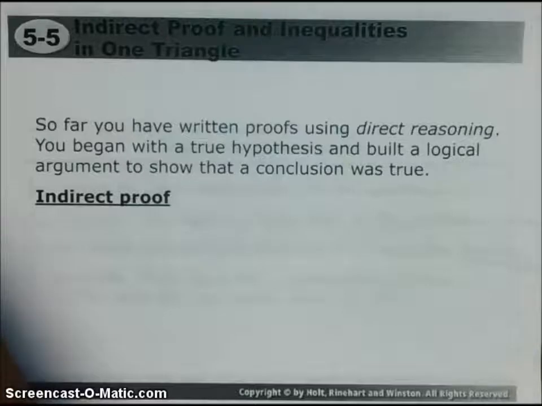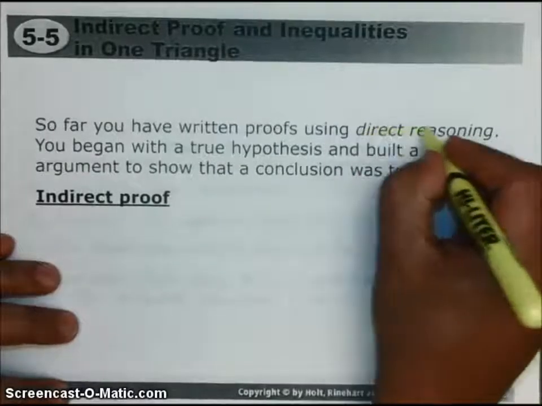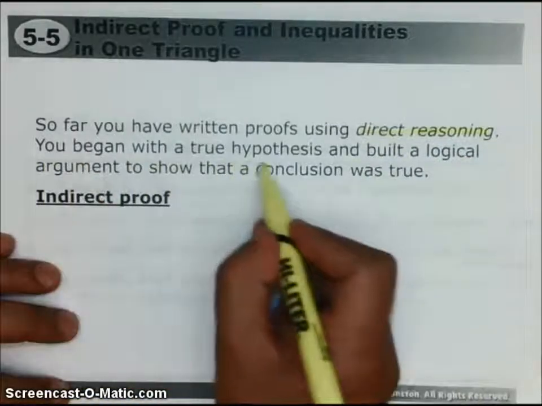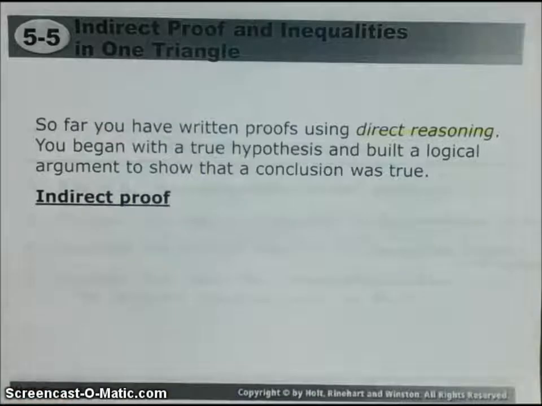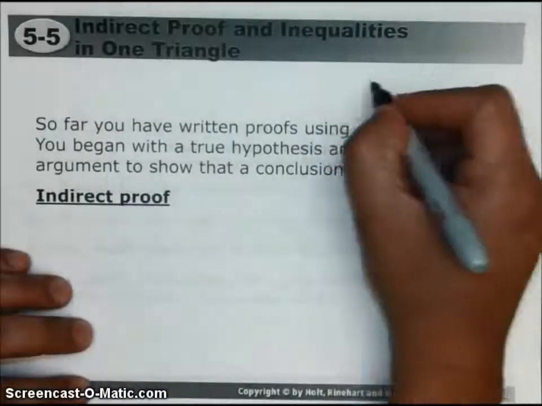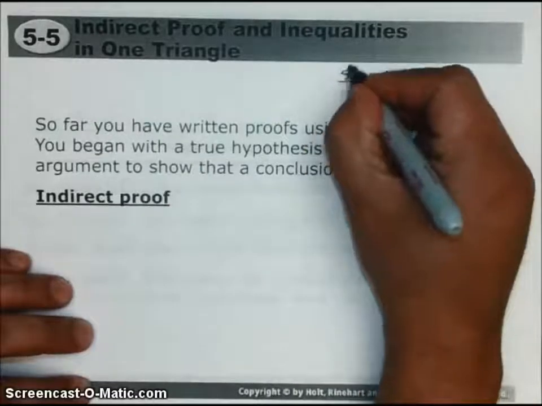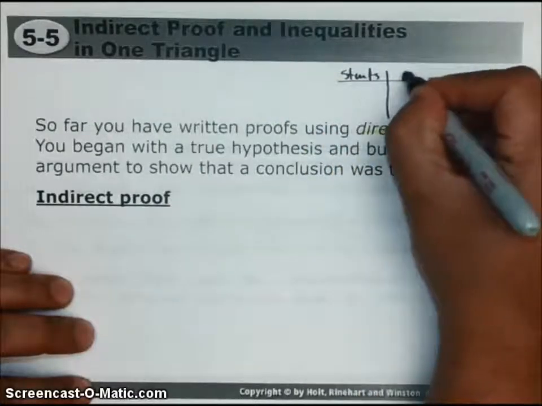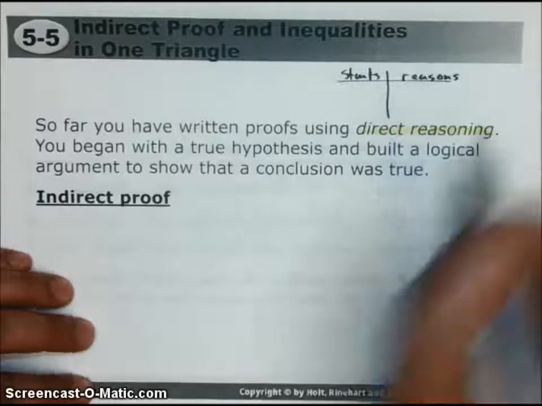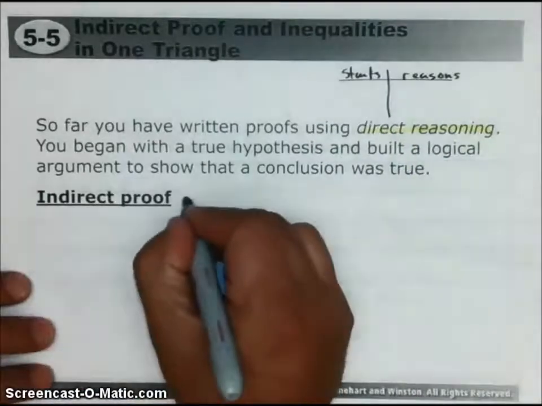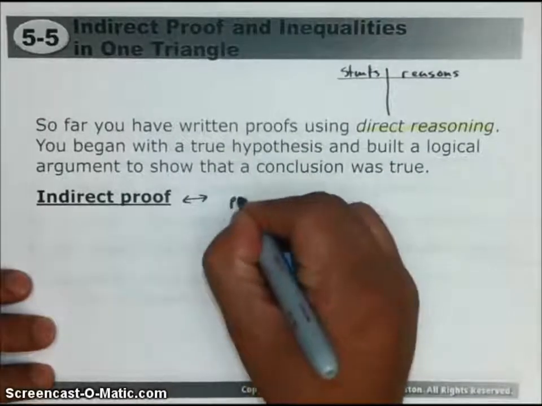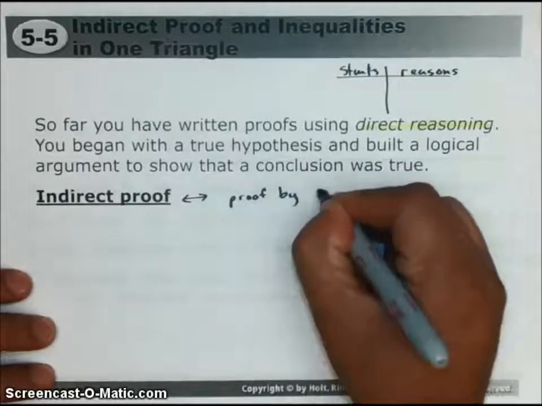So far, we've done proofs that involve what's called direct reasoning. You begin with a true hypothesis and then you build a logical argument to show that the conclusion is true. So what we've been doing are the two-column proofs that have your statements followed by your reasons. Today we're going to talk about what's called an indirect proof, also known as a proof by contradiction.